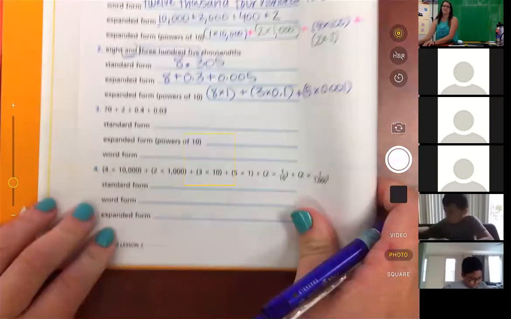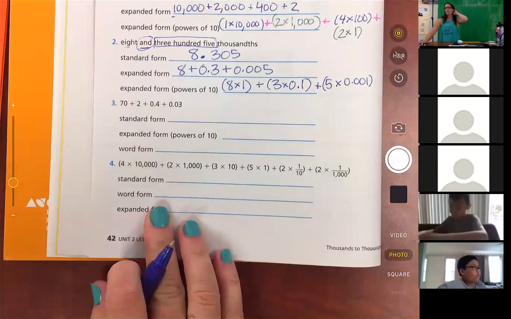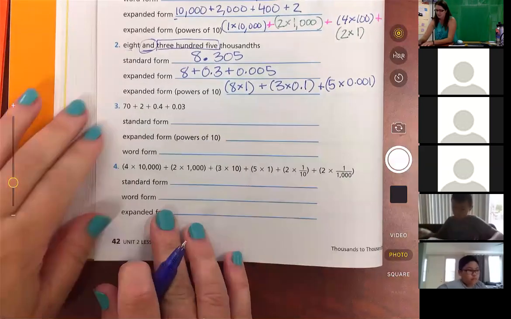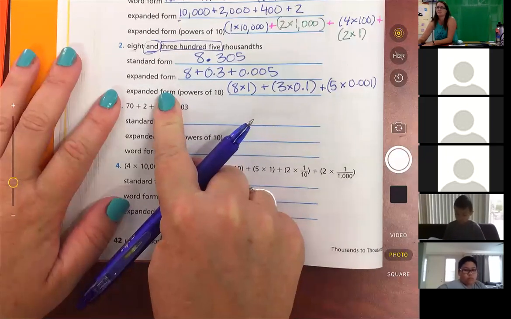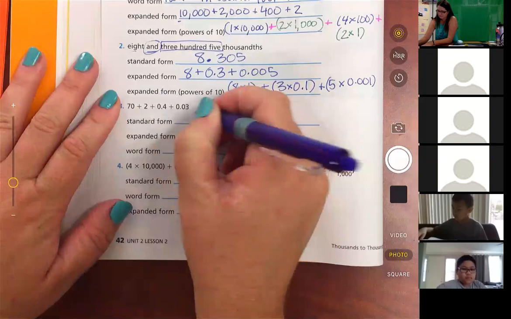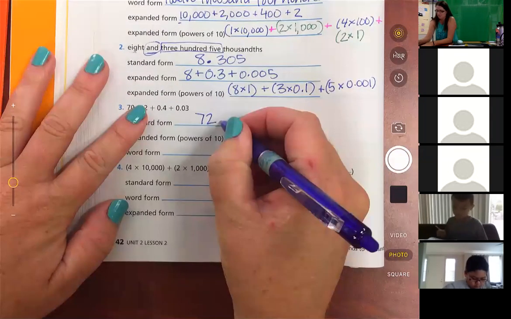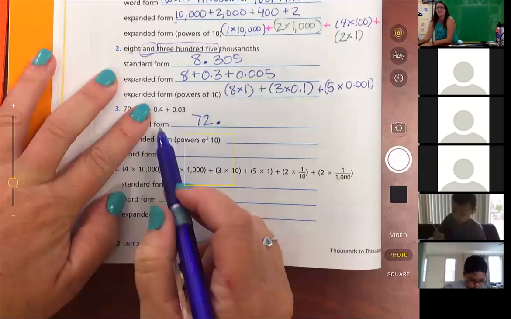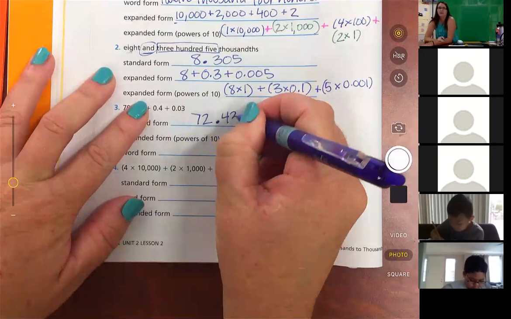This one, they give us an expanded form, and we have to write the other forms for it. So expanded form, I'm going to look at the numbers that don't have decimals first. So 70 plus 2. What's 70 plus 2? 72. Everything else is behind a decimal, so I know I'm going to need a decimal. 4/10 plus 3/100 is going to be 43/100.